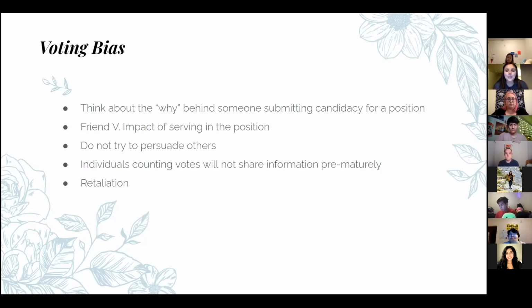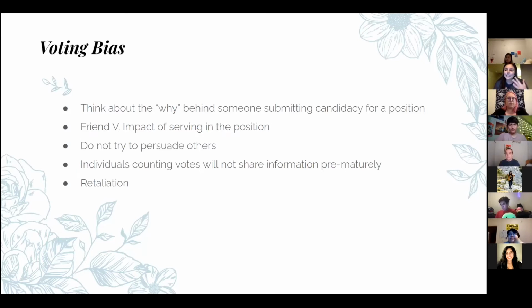All right, so we do want to take some time to talk about voting bias to make sure that we are being fair in the voting process when the Google form does get sent out. So when you are looking at that voting Google form, just think about the why behind somebody who is applying for candidacy. So why are they running for the position? Are they running for it for the right reasons? Do they really want to do it?